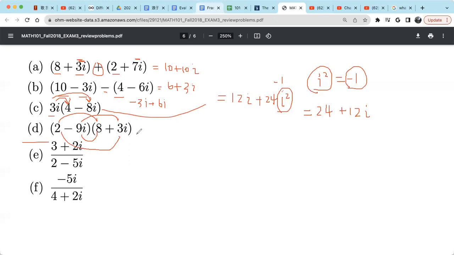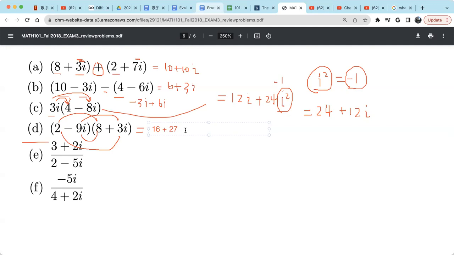Happy face. So when we do that, we see we have 2 times 8, 16. Then minus 9i times 3i. 9 times 3, 27, so we get -27. Then i squared is -1. -27 times -1 becomes plus 27. So you see the top part gives us a real number, the real part, right? One is 16, one is 27. We just add those two. When we add those two, what do we get?